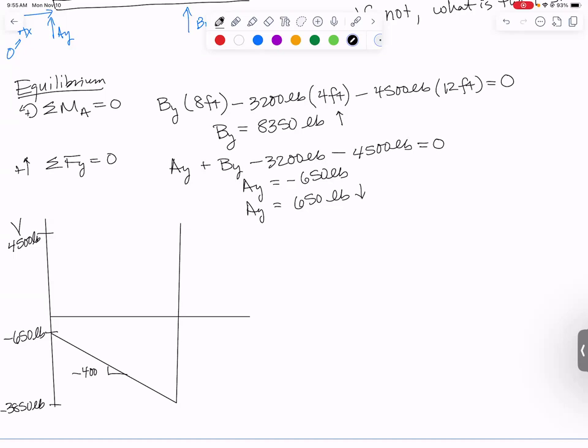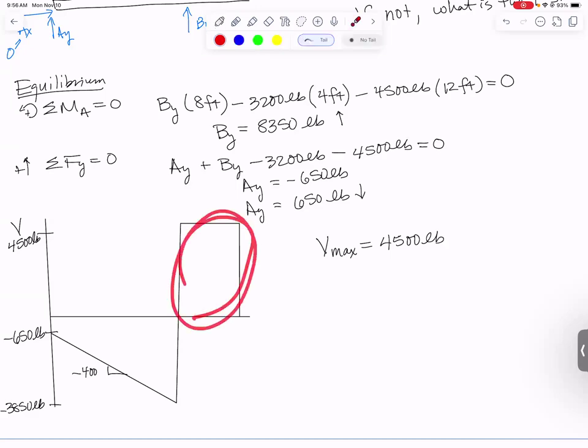Now we have no distributed load, so we have no slope. And then at the end of the beam, we have a downward 4,500 pound force. So what's Vmax? That's the important thing to come off of this diagram. In absolute value sense, Vmax is 4,500 pounds. And the spot you'd be worried about shear failure is this last segment of the beam where you have that max shear force. Knowing how big our shear force is, we can figure out how big our max shear stress is, and then go see if it's going to fail, and if not, what is the safety factor.